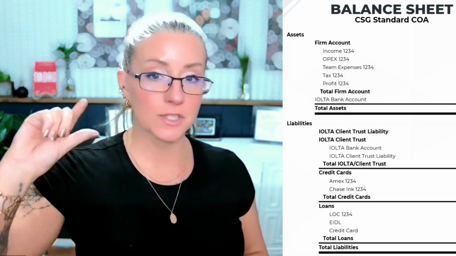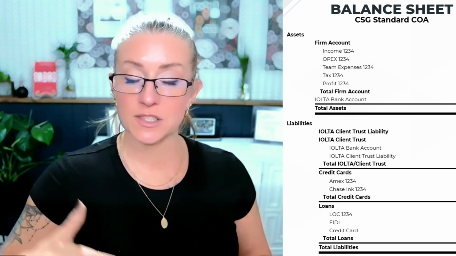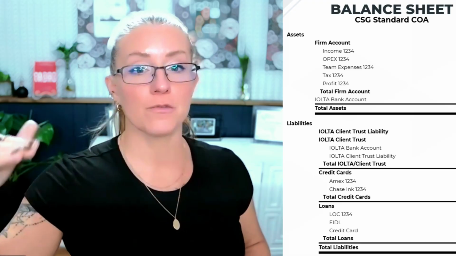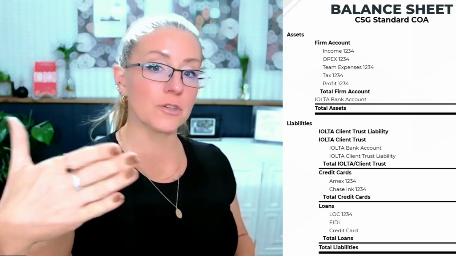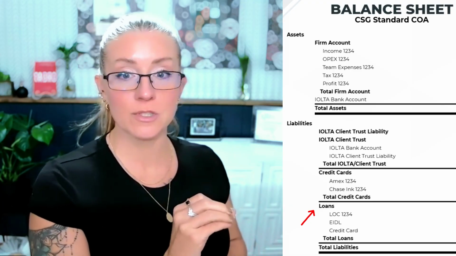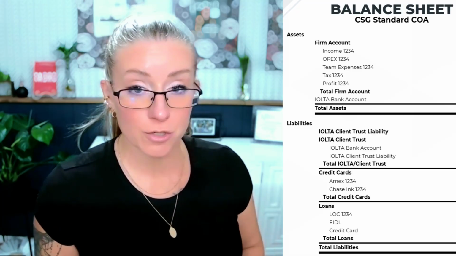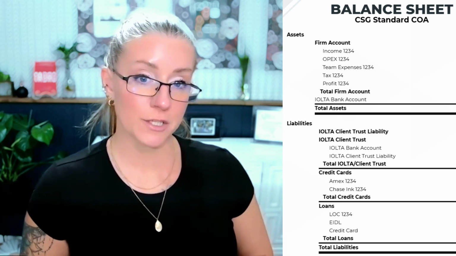Up at the top, you'll see firm bank accounts, which should be grouped separately from trust funds so you can see the subtotal of firm cash versus client trust funds. Credit cards in your liabilities should be grouped separately from long-term loans so that you know what your short-term obligations are versus your long-term liabilities and obligations are.